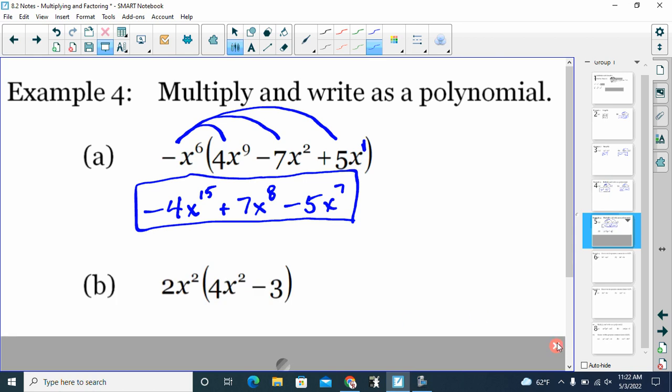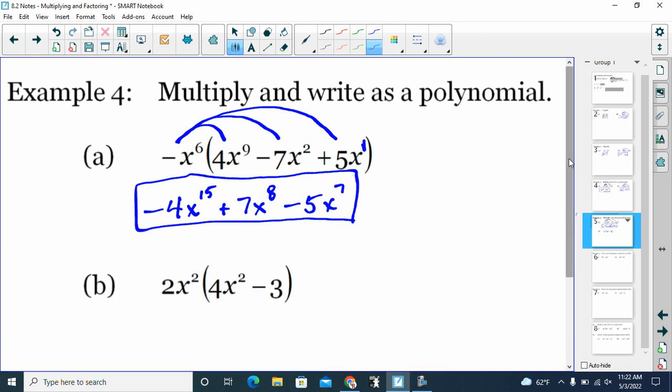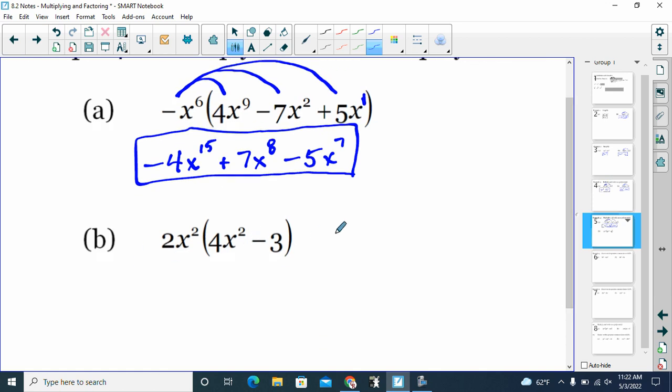Part B, last one like this, and then we will try something a little bit different. We've got 2x squared times 4x squared minus 3. Again, we're distributing. 2 times 4 is 8. x squared times x squared. We add the exponents, x to the fourth. 2x squared times minus 3. Positive times negative. 2 times 3. x squared. I don't have any x's to combine that with, so we just leave it as x squared.